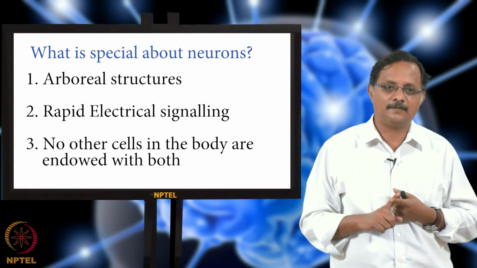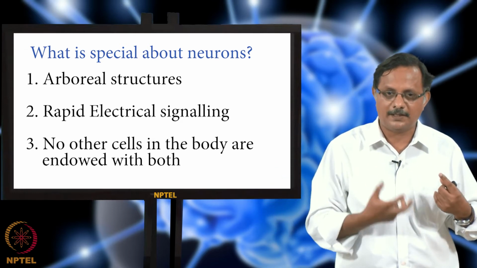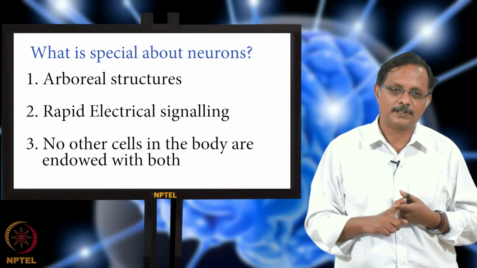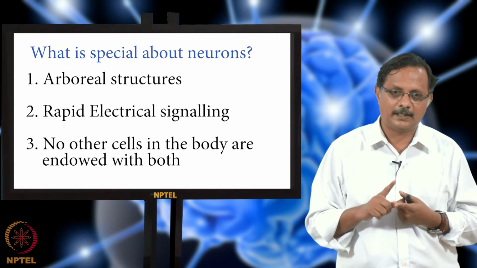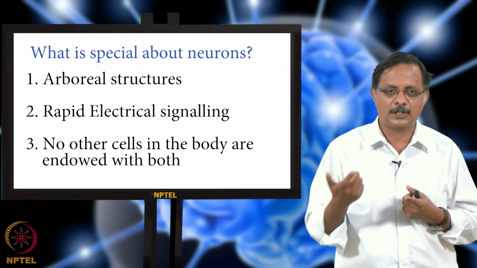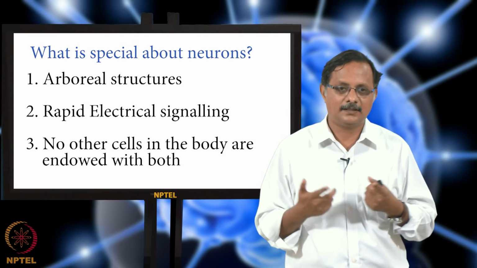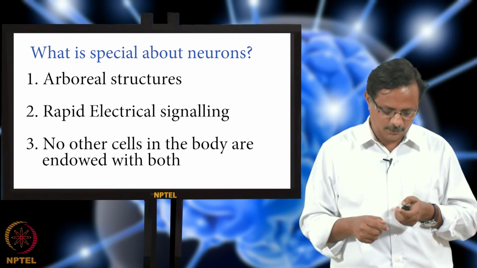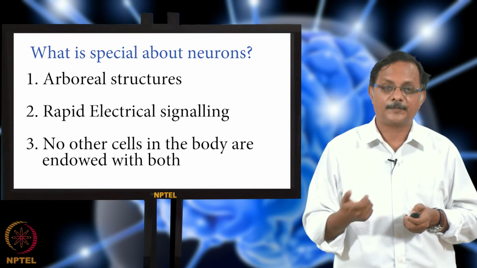Even cardiac cells have electrical signaling. That is why the heart is an electromechanical pump, but those signals are much slower. For example, the action potential of a cardiac cell lasts about half a second. That is very slow compared to a neuron, where the action potentials are about a millisecond.